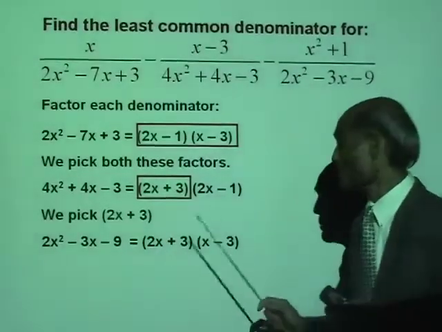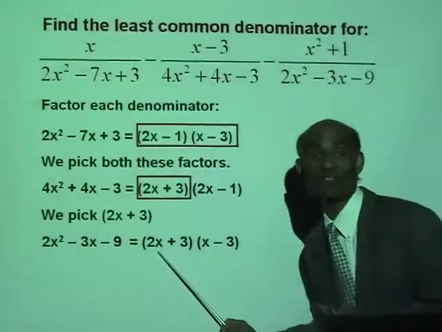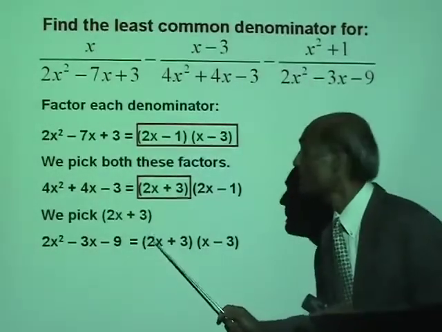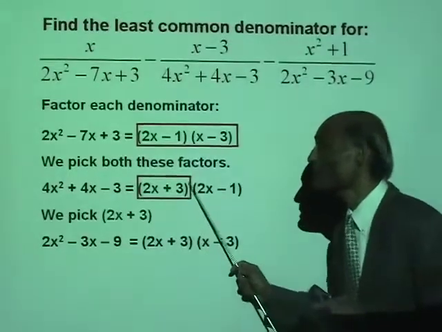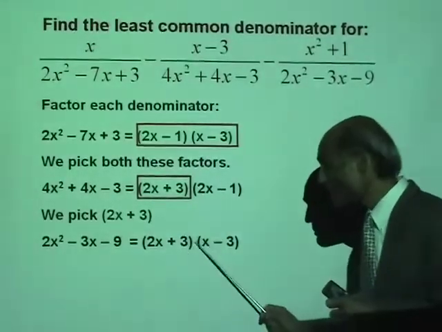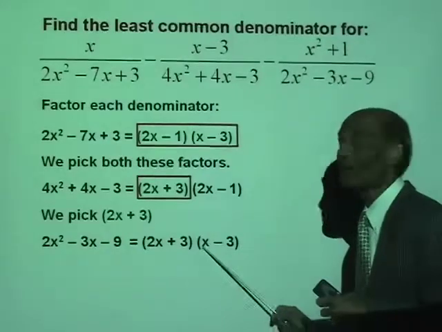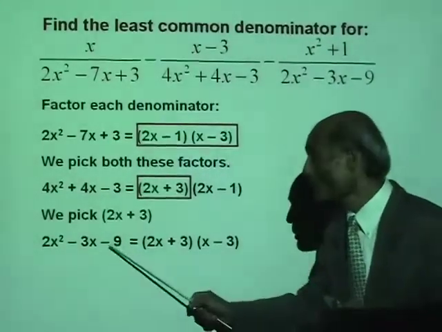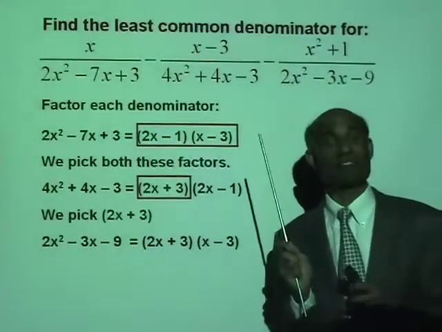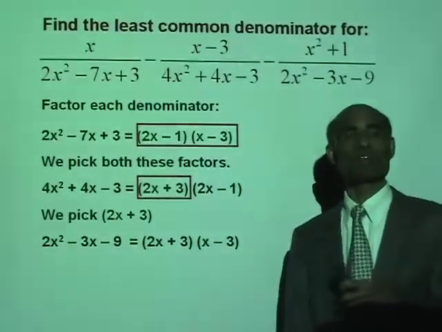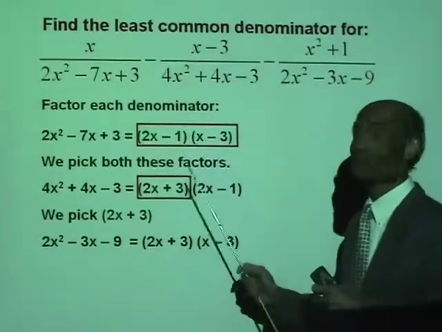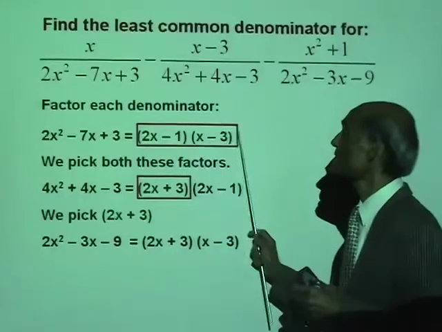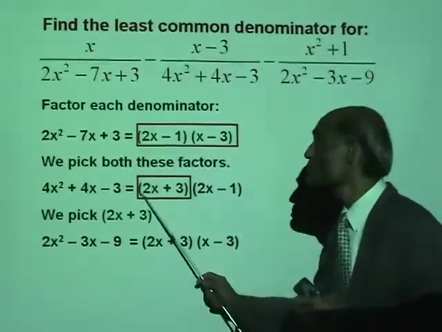And now, do we need to pick any of these? First we said 2x plus 3. But a 2x plus 3 has already been picked. The second factor here is x minus 3. But x minus 3 has already been picked. And therefore, we don't need to pick any factors from that third trinomial. So what is our LCD? Our LCD is 2x minus 1 times x minus 3 times 2x plus 3.